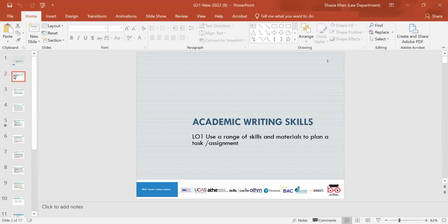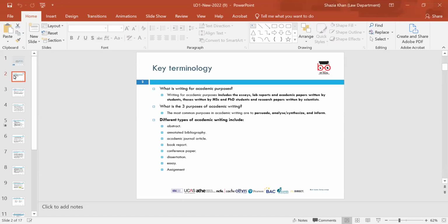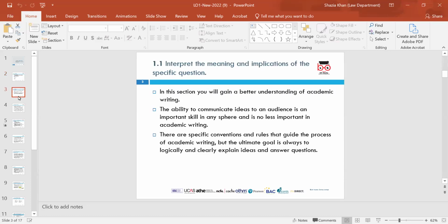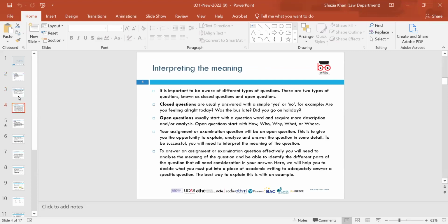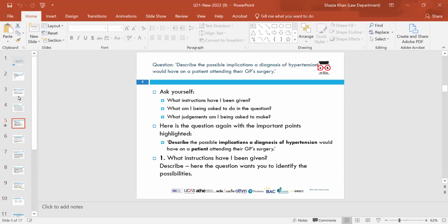So in learning outcome 1, we looked at academic purpose, what academic writing was, why there's a need to have academic writing and the importance of academic writing within any sort of profession, why we need to write for the purposes of that. So we looked at what academic writing was and the types of academic writing. We looked at 1.1, which is to interpret the meaning and implications of a specific question. So we looked at what open questions were, what closed questions were.